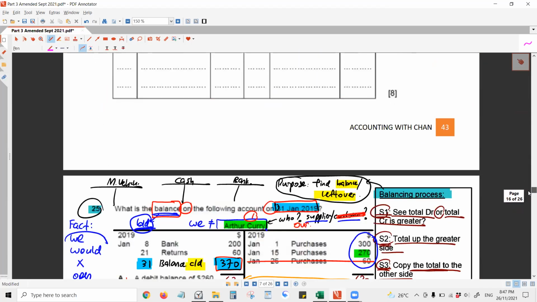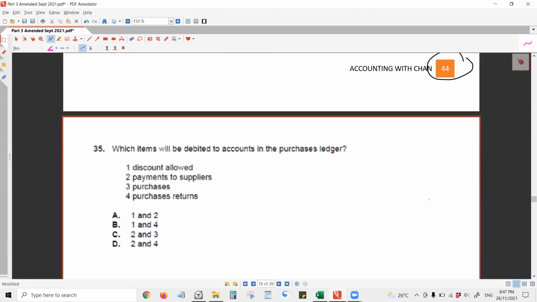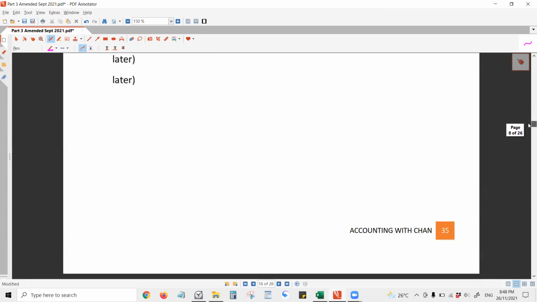Okay, next question we see. This is quite a challenging question. I don't think you should do this first because I have not taught you discount. I see the word discount here. Later, I let you do this. It has something to do with the purchases ledger. So hold on, later we do this. Now get back to the notes. We learn something new. We learn discounts.